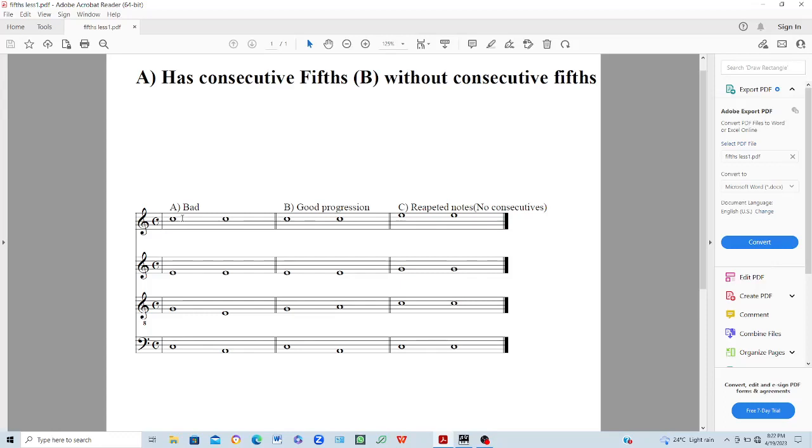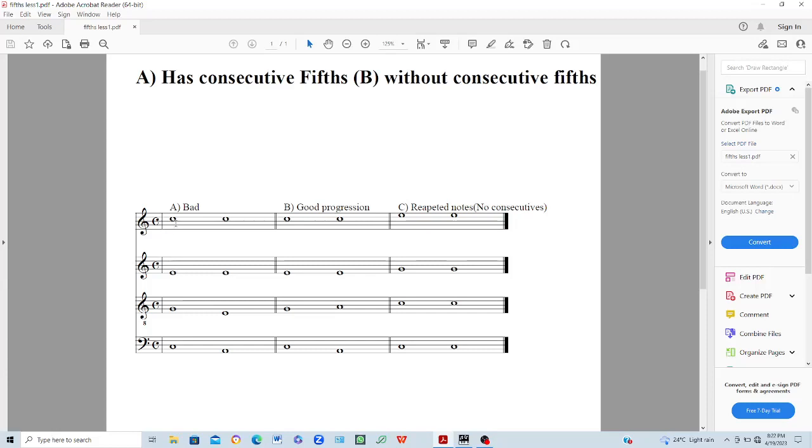I have 2 root position chords. The first chord, this chord here, is a root position chord in C major, and the second chord is a root position chord in A minor. Now remember, I said if you have 2 root position chords following each other, there's a likelihood that you're going to incur consecutives. Let us see. If we look at the interval between the leading note of the soprano and alto, the interval does not form a perfect fifth.